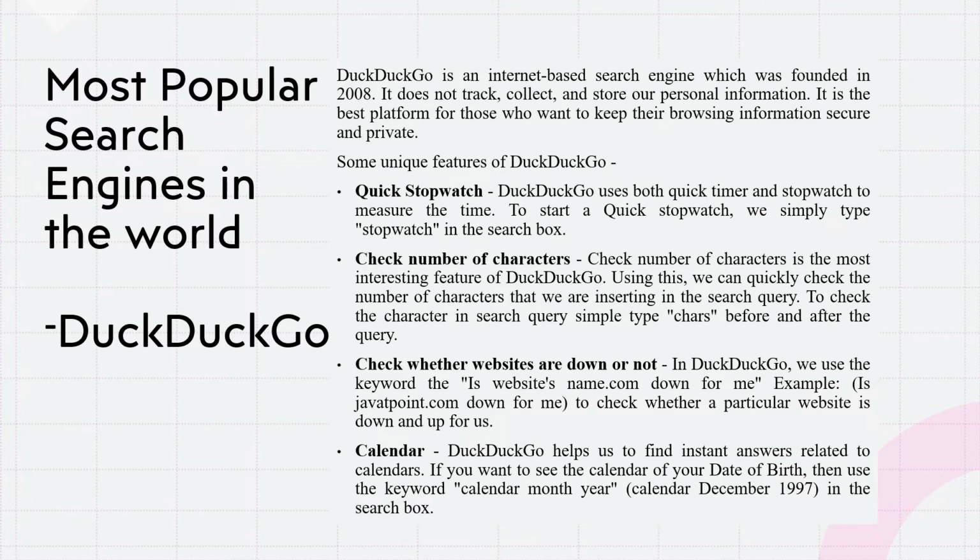Check whether websites are down or not. In DuckDuckGo, we use the keyword is, followed by the website, for example, name.com, down for me. Example, is a website down for me, to check whether a particular website is down or up for us. Calendar. DuckDuckGo helps us to find instant answers related to calendars. If you want to see the calendar of your date of birth, then use the keyword calendar, month, year. For example, calendar December 1997 in the search box.